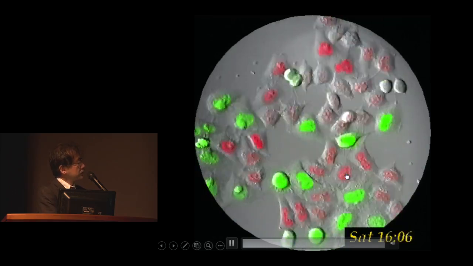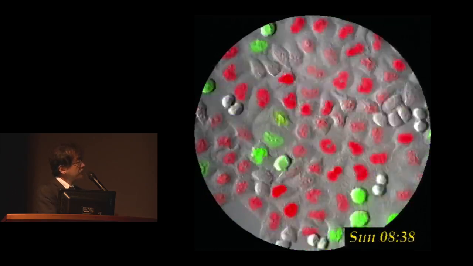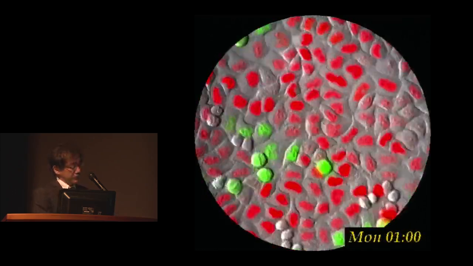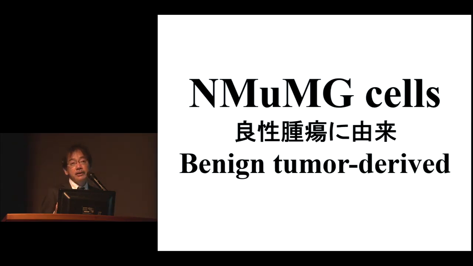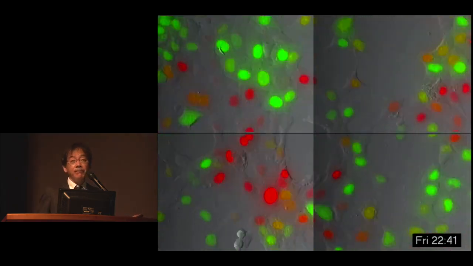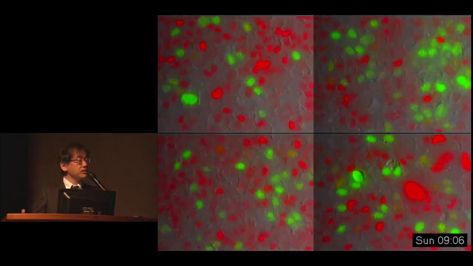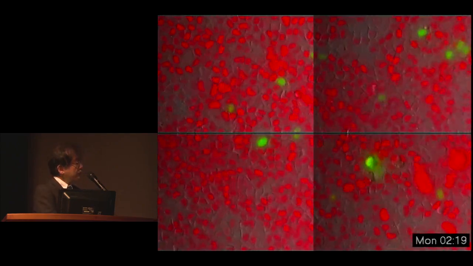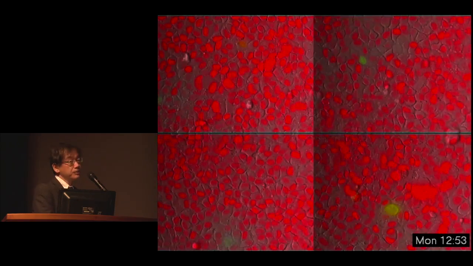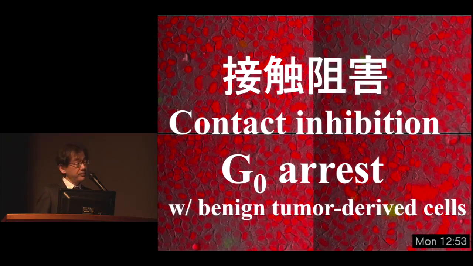And when Fucci was introduced into HeLa cells, which come from a malignant tumor, we were able to observe the cell cycle progression in real time at single cell level. But when we did almost the same thing using NMuMG cells, derived from a benign tumor, we saw very clear contact inhibition. Upon reaching confluent monolayer, all of the cells became red and stopped their proliferation. So probably G0 arrest. And we introduced a scratch.